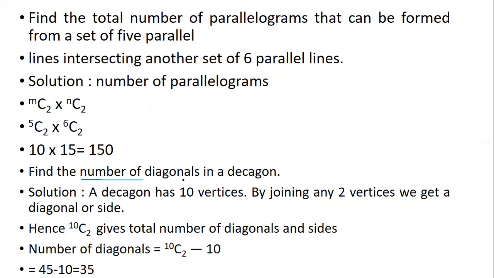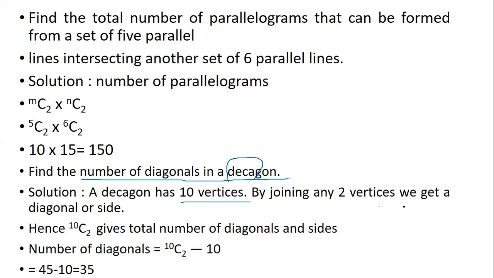Find the number of diagonals in a decagon. Now, firstly, we have to understand what is a decagon. Deca means 10. A decagon will have 10 vertices, like you have octagon and hexagon, those are 8 and 6 sided figures. Similarly, you will have 10 points for a decagon.